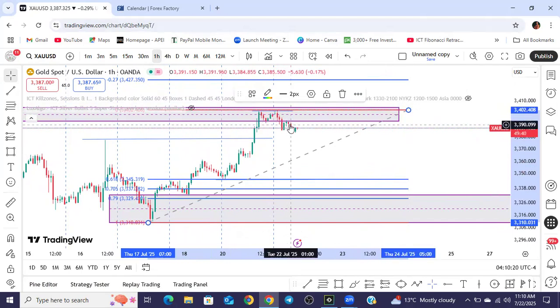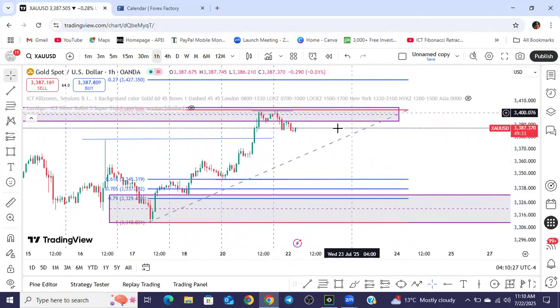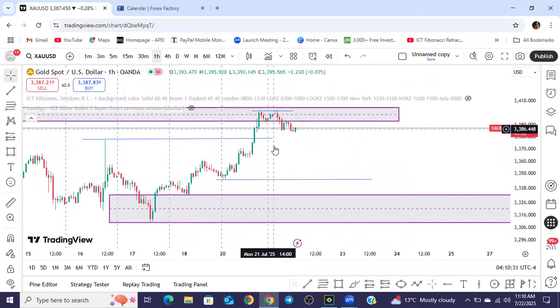So you see how these Fibonacci levels rhyme very well with these particular liquidity levels that we are talking about at this particular point. Okay, so meaning that we are anticipating maybe the price to come to this level.